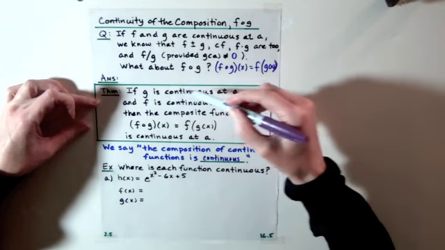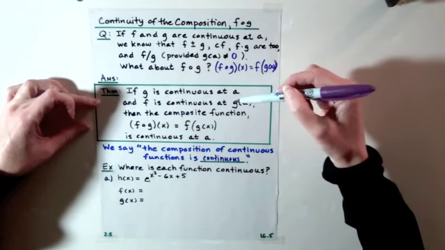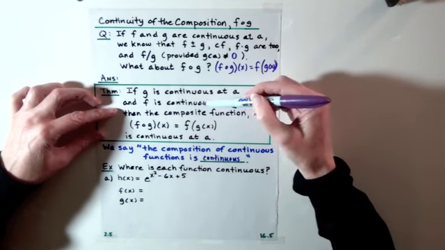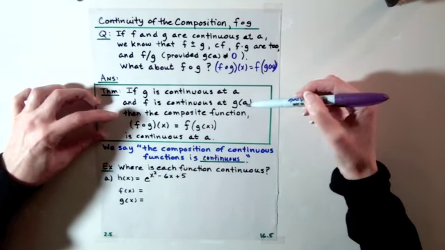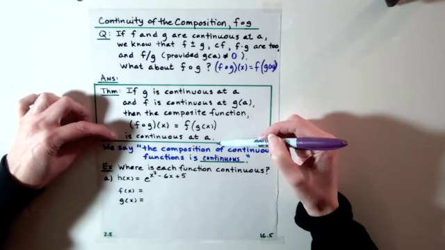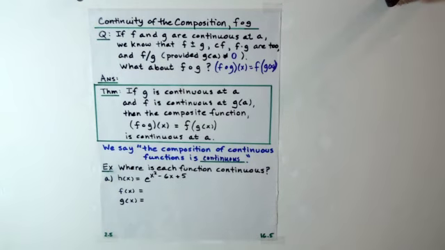And so if you have any function g that's continuous at a particular number a, as long as the outer function f is continuous at g of a, then the composite function will be continuous at that number a. Well, let's look at a couple of examples of this so that we can understand this theorem a little bit better.